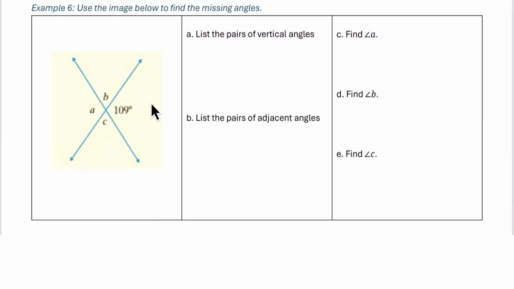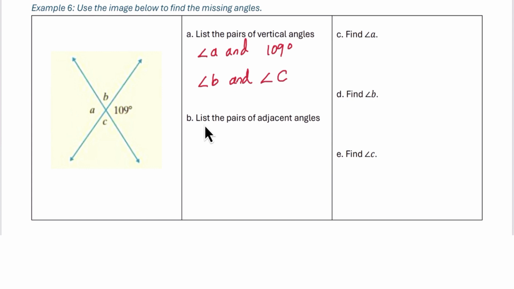Let's use this picture to answer the questions. Part A, we want to list pairs of vertical angles. Vertical angles are opposite each other. So, for example, angle A and the 109-degree angle are opposite of each other. Or we could say angle B and the angle opposite B is angle C. They are vertical angles because they are opposite each other.